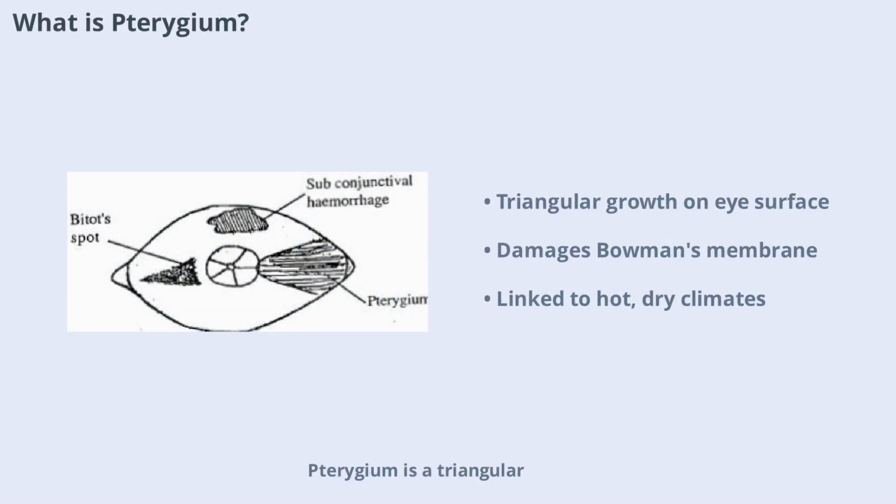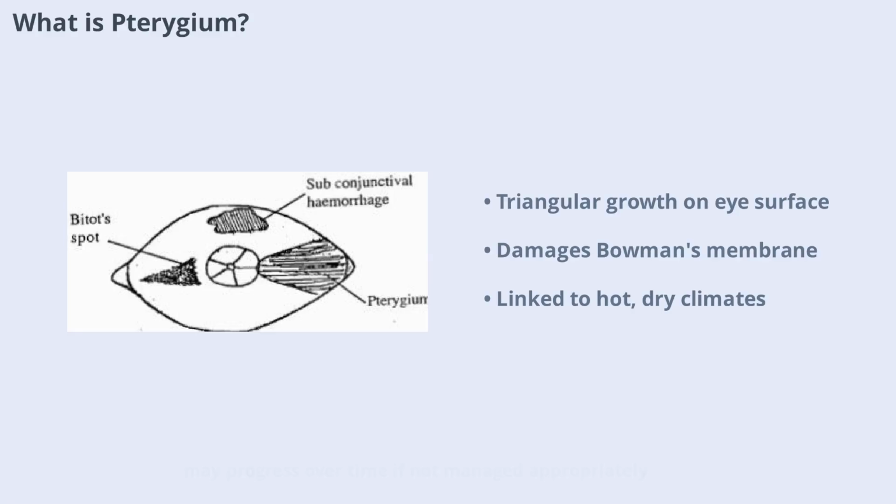Pterygium is a triangular, fibrovascular growth that extends from either the inner or outer corner of the eye towards the cornea. This abnormal fold invades the cornea, damaging the Bowman's membrane. The part covering the cornea is called the head, or apex, while the neck and body extend into the subconjunctival tissue. Pterygium is often seen in people living in hot, dry, and dusty climates, suggesting that prolonged irritation and environmental factors play a significant role in its development.